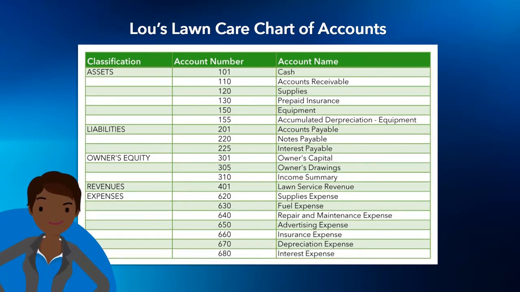Did you notice something I didn't point out? Yep, account numbers. They can be created by the accountant, the bookkeeper, the owner, or any combination of the three. Let's take a closer look at the chart of accounts.